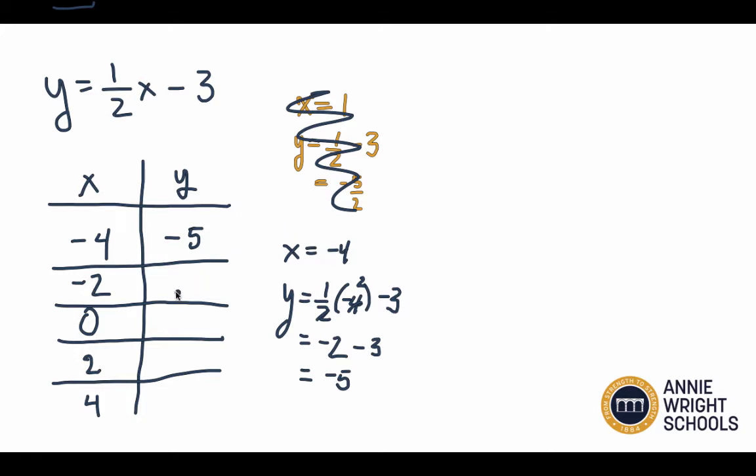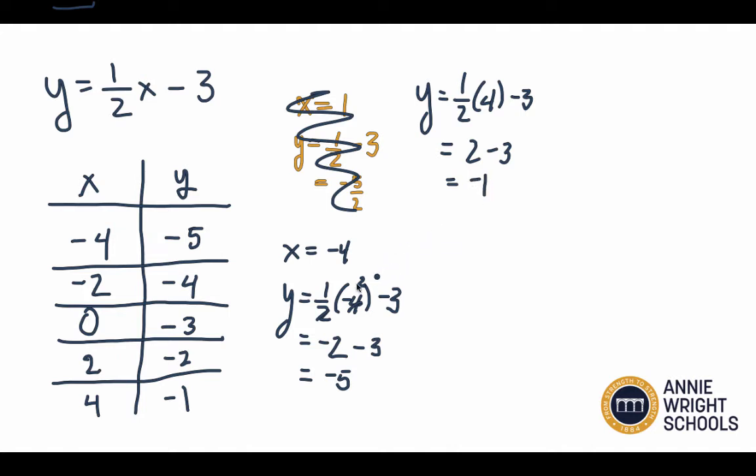Okay, if you did this correctly, you should have gotten -4 here, -3 here, -2 here, and -1 here. If you need to see any of those worked out, let me know, but I will do the last one for you. Y equals 1/2 times 4 minus 3. 1/2 times 4 is 2. 2 minus 3 is -1.